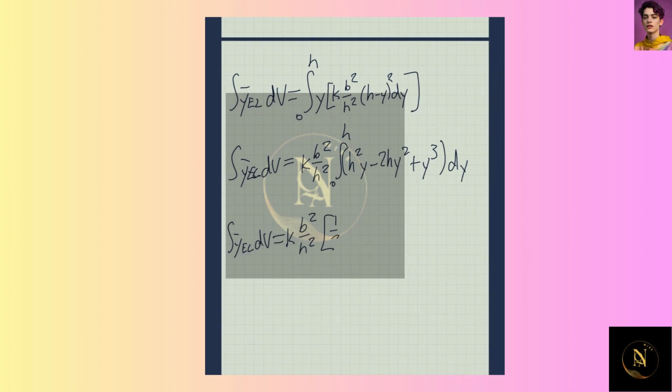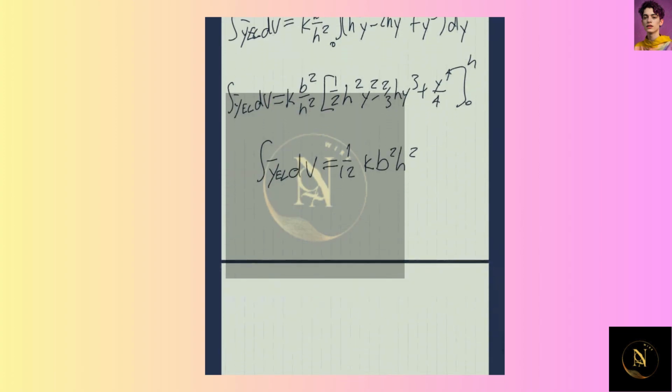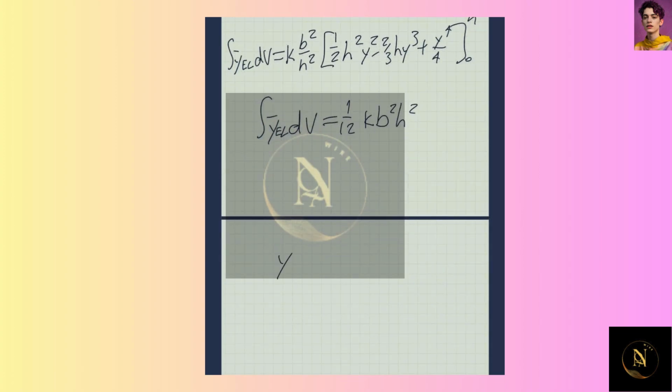And then solving the integral, we get k b squared over h squared times 1/2 h squared y squared minus 2/3 h y cubed plus y to the 4th over 4, all from 0 to h. And plugging that in, we get that the integral of the centroid of the differential element is equal to 1/12 k b squared h squared.